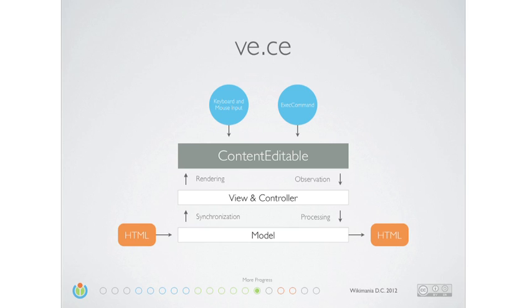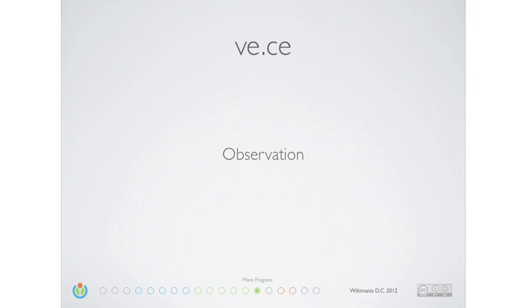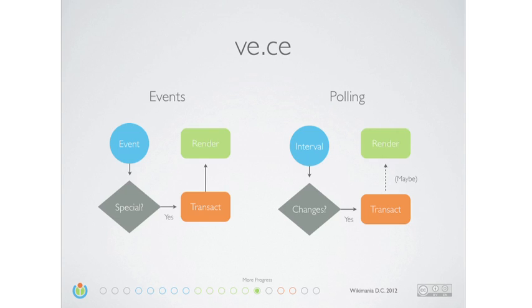And this works pretty well. But the trick here is really in the observation. Because like I said, there's not enough events. And so what we have to do with observation is do normal event stuff, but to fill in the gaps on an interval, we're constantly looking at what the document looks like compared to what it used to look like. And if we notice a change, then we build a transaction based on that, and then we maybe render, depending. If you're an IME, we maybe don't want to blow away that mode you're in.